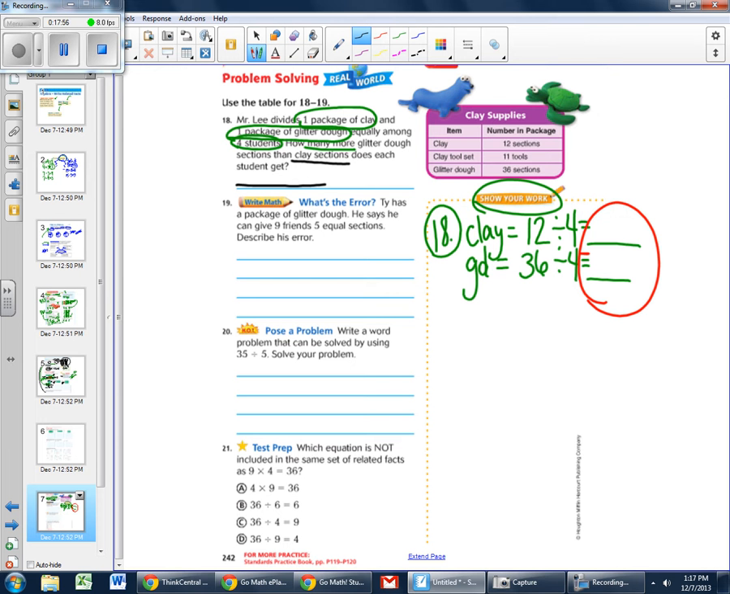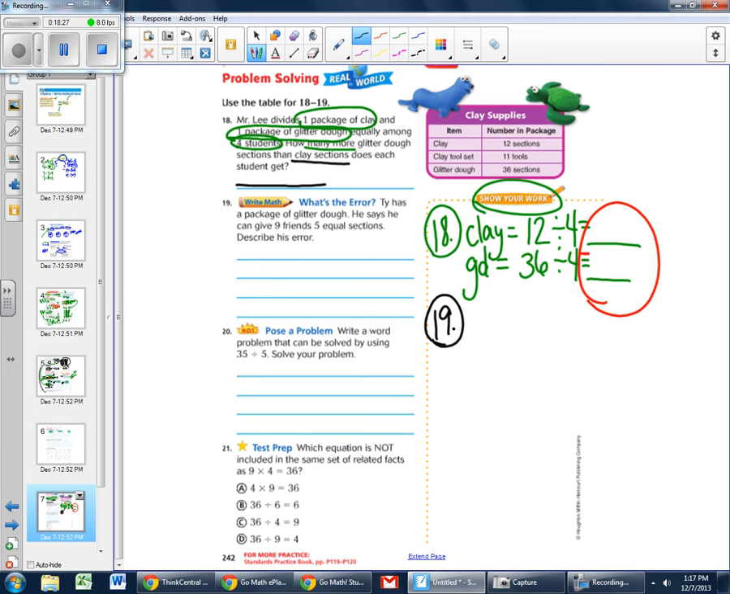If you didn't quite understand that, or I went too fast, go ahead and view this section of the video again so that you make sure that you understand number 18. Number 19, it wants us to write about math. What's the error? Ty has a package of glitter dough. He says he can divide 9 friends 5 equal sections. Describe his error. So I'm going to look at number 19.